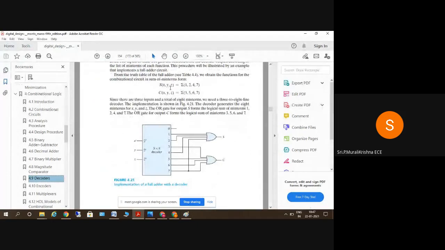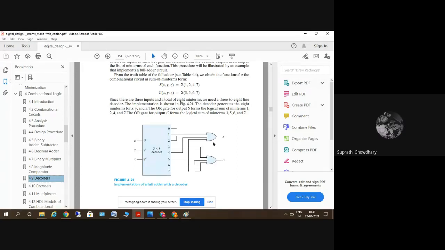Okay, so these are the minterms here: 1, 2, 4, 7 and 3, 5, 6, 7, and this is how we'll draw. Instead, I can write M0, M1, M2, no problem. This is sum and this is carry. So 3, 5, 6, 7 is carry, and 1, 2, 4, 7 is sum here. Clear?